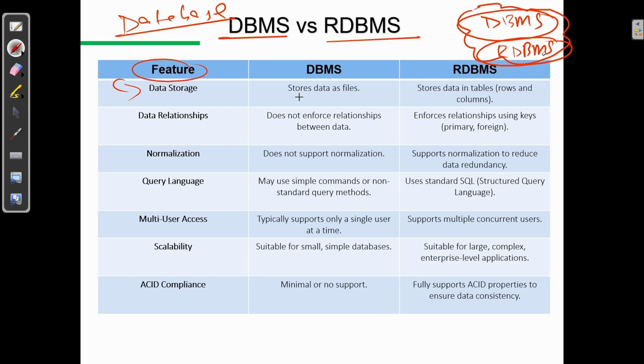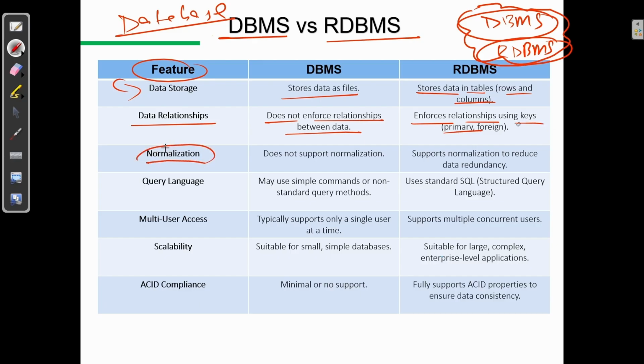So the features, let's go with data storage. DBMS stores data as a file, right? But RDBMS stores data in tables, rows, and columns. On data relationships, DBMS does not enforce relationships between data, as we talked, right? But RDBMS enforces relationships using primary key and foreign key.